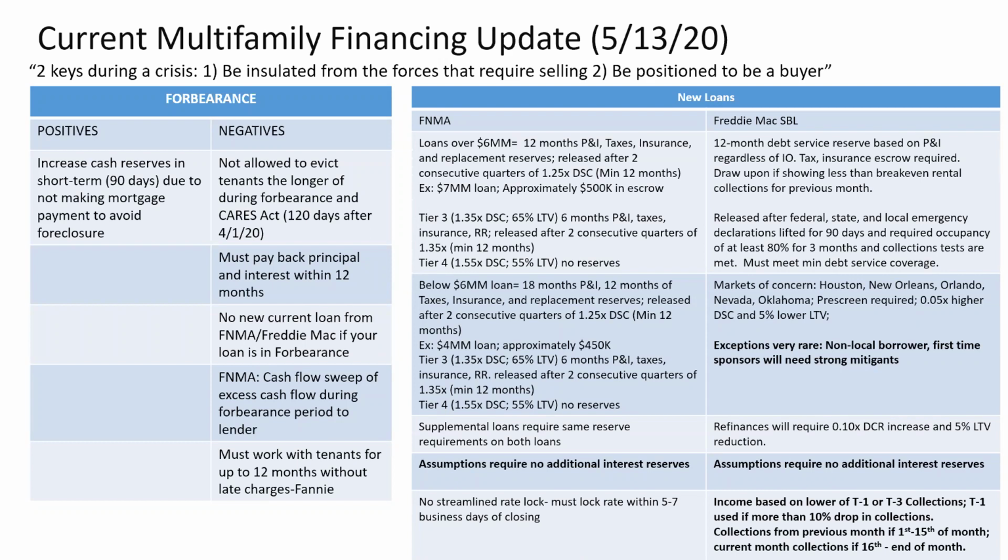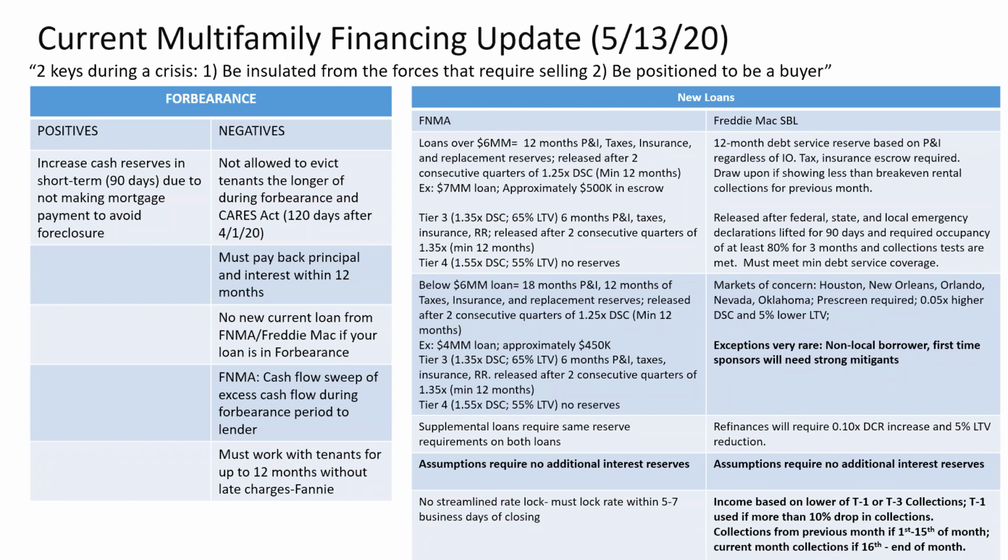So loans over 6 million, 12 months P&I, taxes, insurance, replacement reserves. If you do go to a lower LTV, so a tier 3, 135 debt service, you only do 6 months. And then tier 4, 155 debt service, 55% LTV, there's no reserves. On the below 6 million, it is 18 months P&I and then 12 months of taxes, insurance, and replacement reserves.